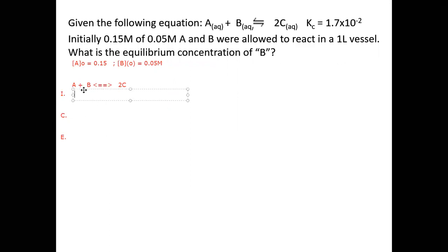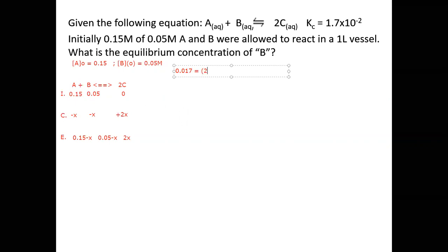So initially we have 0.15 of A, 0.05 of B, and 0 of C. And so for every mole of A and B we lose, we're going to gain 2 moles of C. So at equilibrium, we're going to have these expressions. So now we'll set it up with our K. Now notice here we don't have perfect squares. So since we don't have perfect squares, we're going to have to expand and solve the quadratic equation.